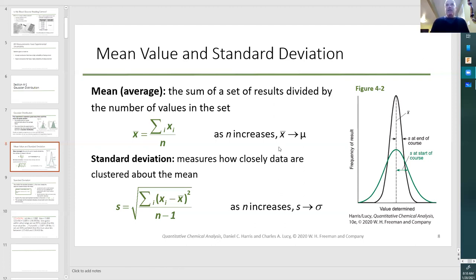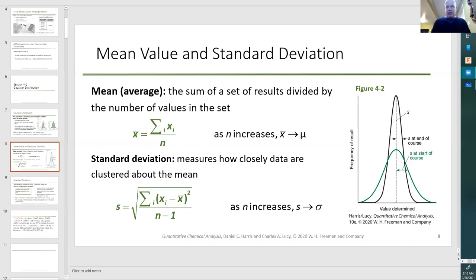But if you make a gazillion measurements, you'll get mu, right? And if you make a gazillion measurements and you record every value, and the mean and everything, you can calculate sigma. But normally that never ever happens, right?